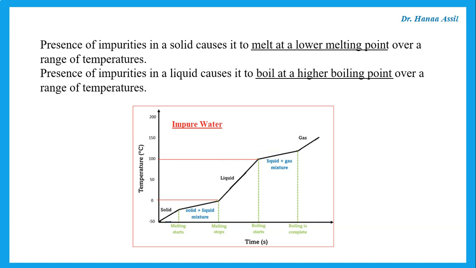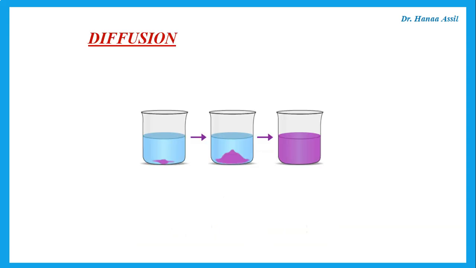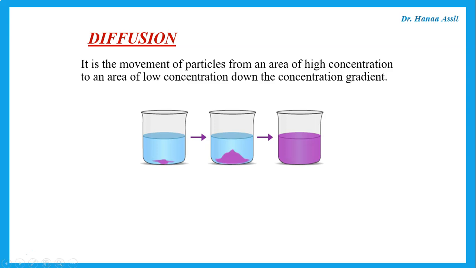Now, if we're talking about a liquid and the liquid is impure, then it would boil at a temperature that is higher than the usual boiling point. So presence of impurities causes the melting point to be lower, but the boiling point to be higher. And in both cases, it melts or boils over a range, not sharply. That tells us that it is impure, or it's what we call a mixture. So what is diffusion?